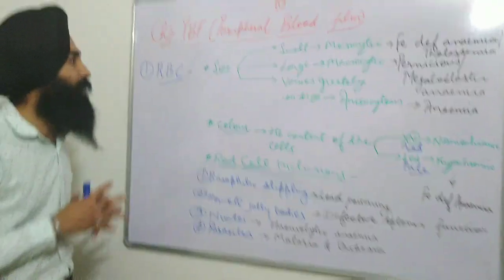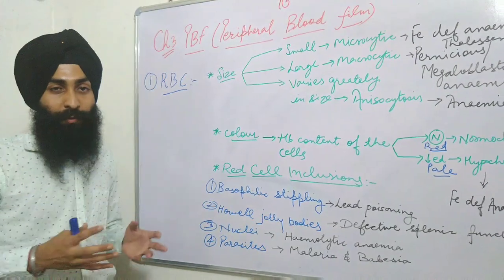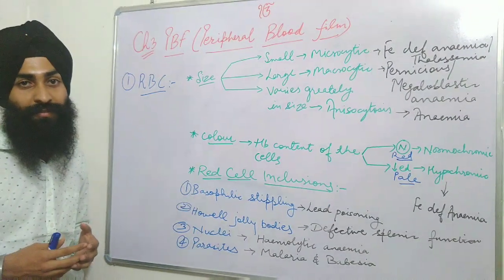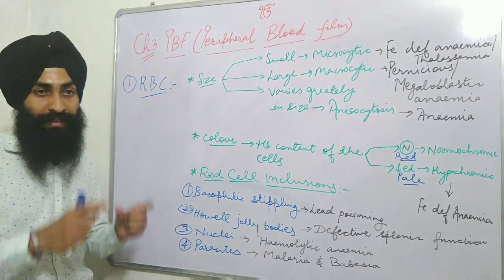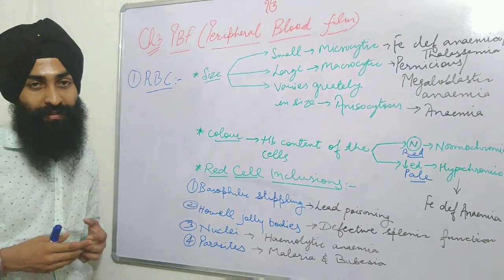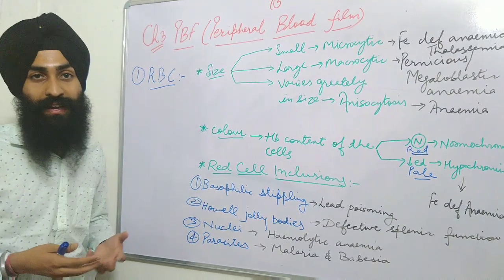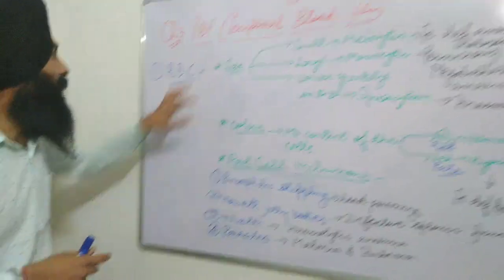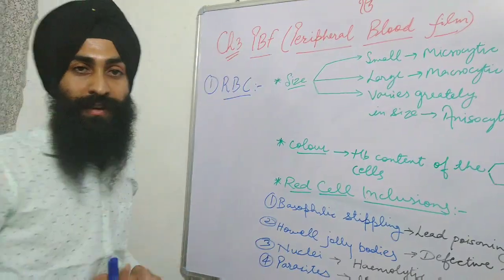Now, let us see PBF. A report what a diagnostic center gives of a PBF, whatever they see in the blood film, they write it. But what are the differential diagnoses that we have to make as a doctor? Now, here also in PBF we see all the 3 blood cells.